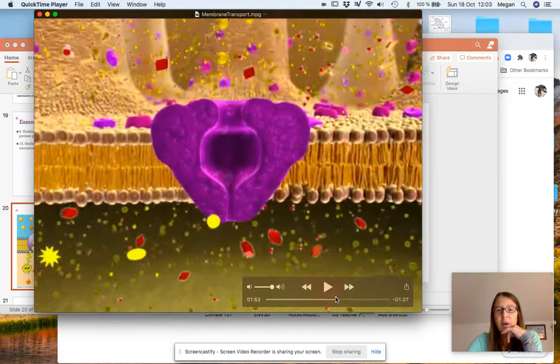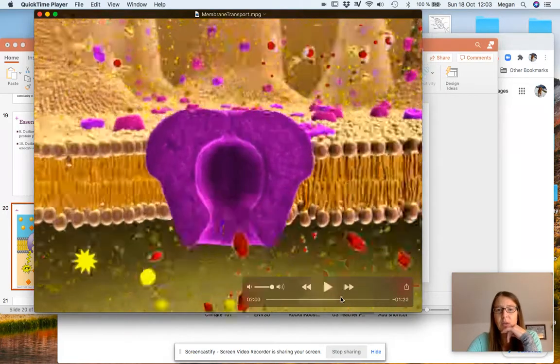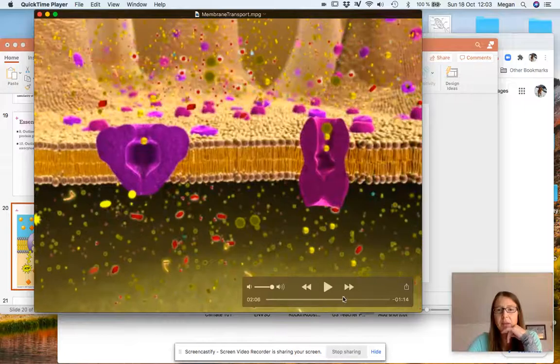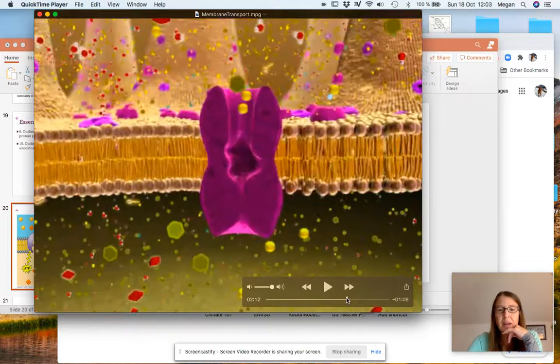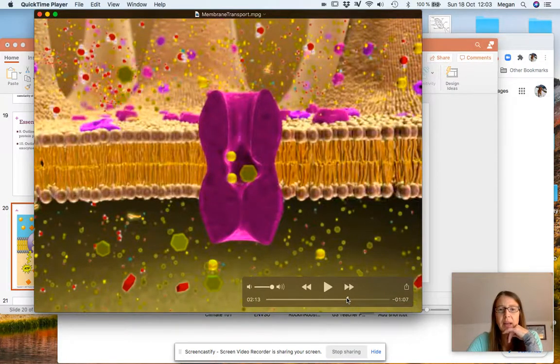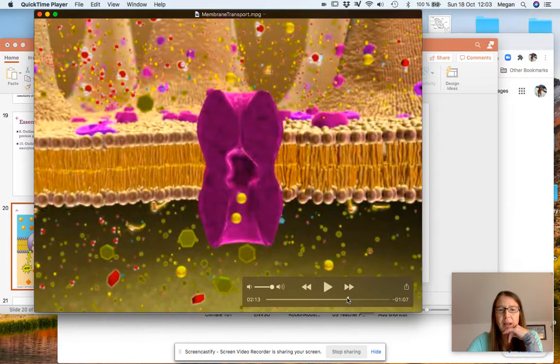Here's an example of co-transport. So the sodium ions that we pumped out, those little yellow ones, we're going to use those in co-transport in the gut to bring in a sugar molecule. I think in this case, it might be glucose.